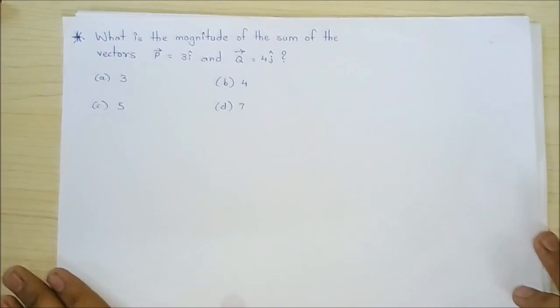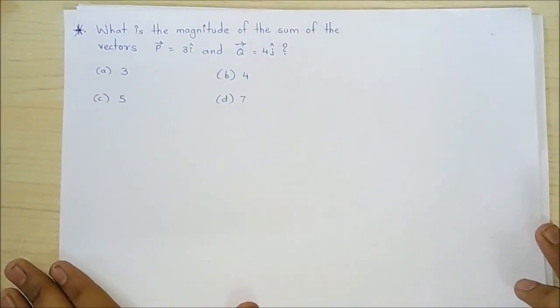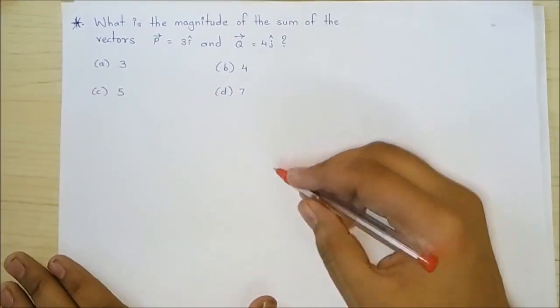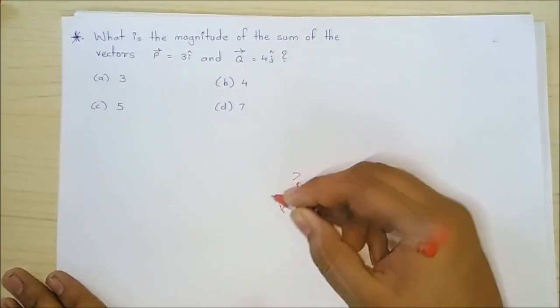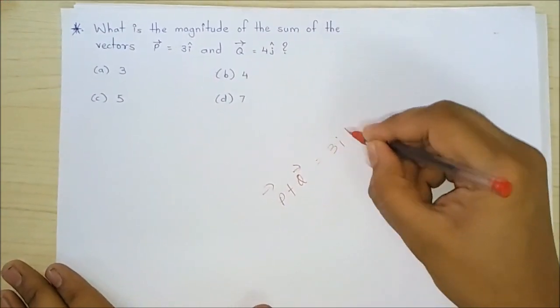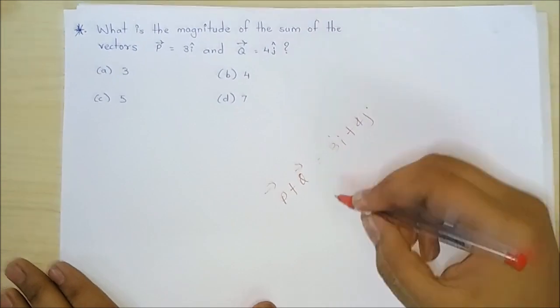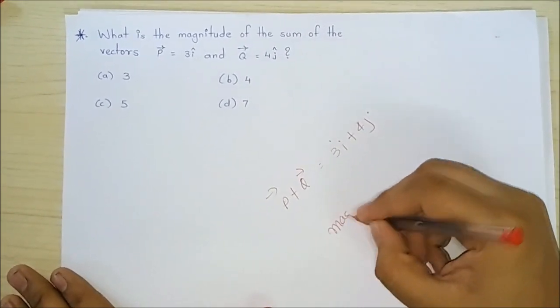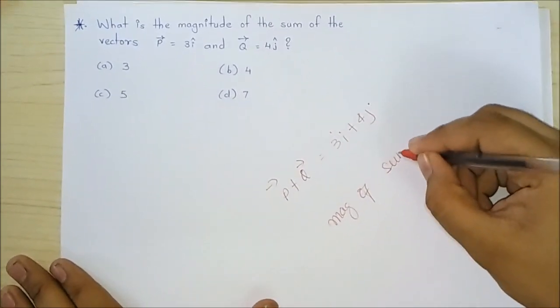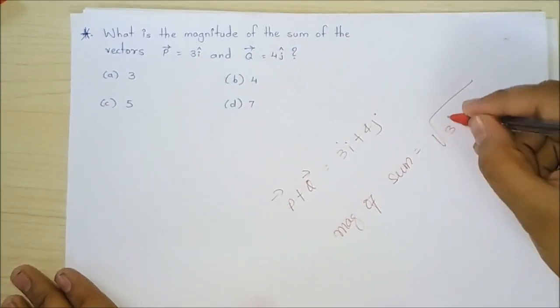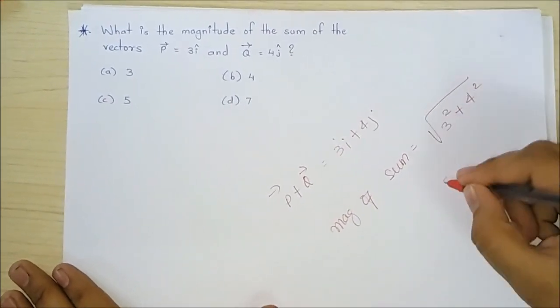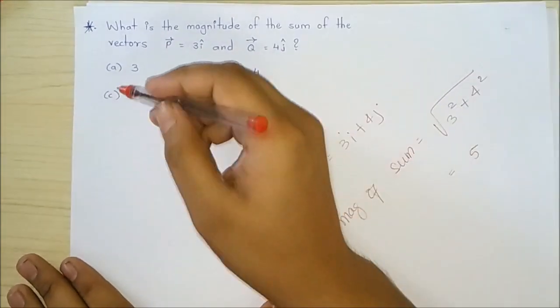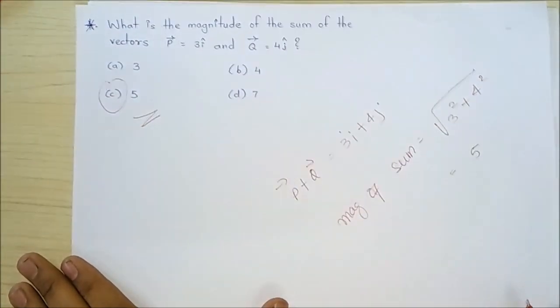What is the magnitude of the sum of vectors P equal to 3i and Q equal to 4j? So we know that P plus Q is equal to 3i plus 4j. Therefore, the magnitude of the sum is equal to square root of 3 square plus 4 square, which is equal to 5. So option C, 5 is the correct answer.